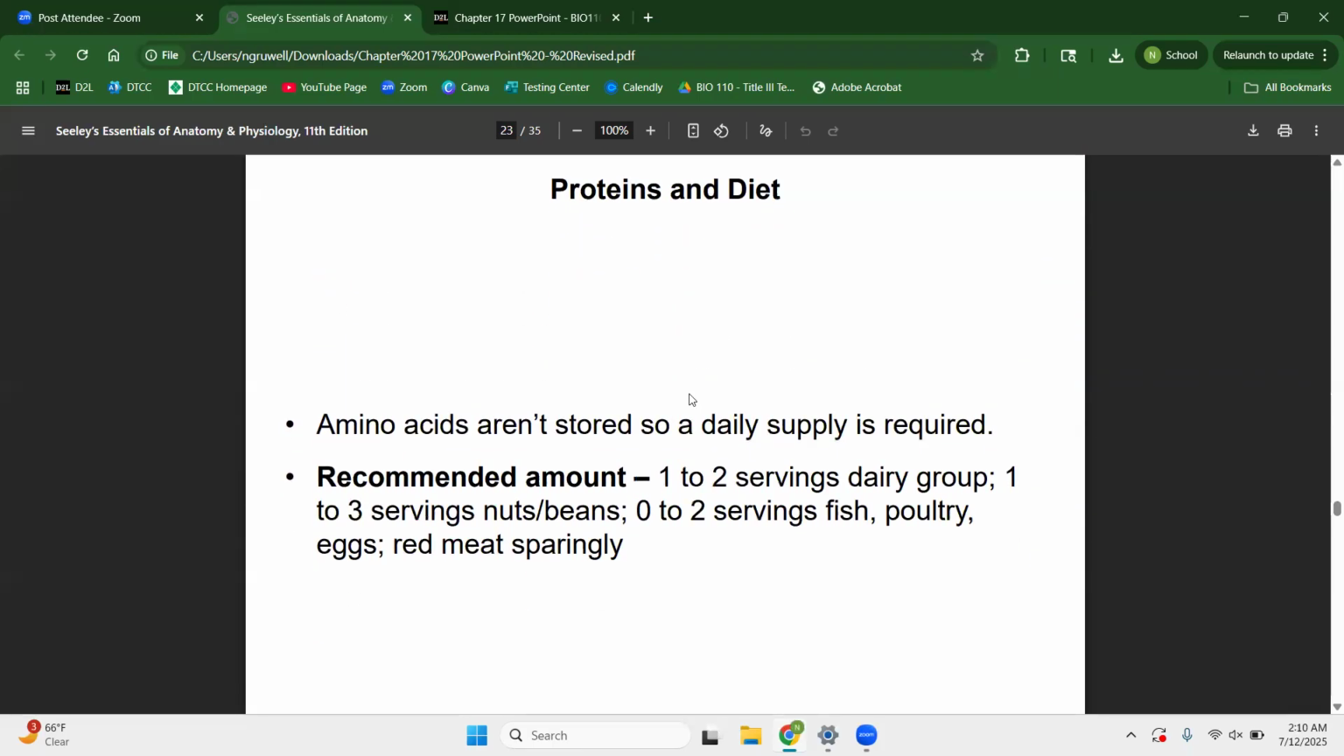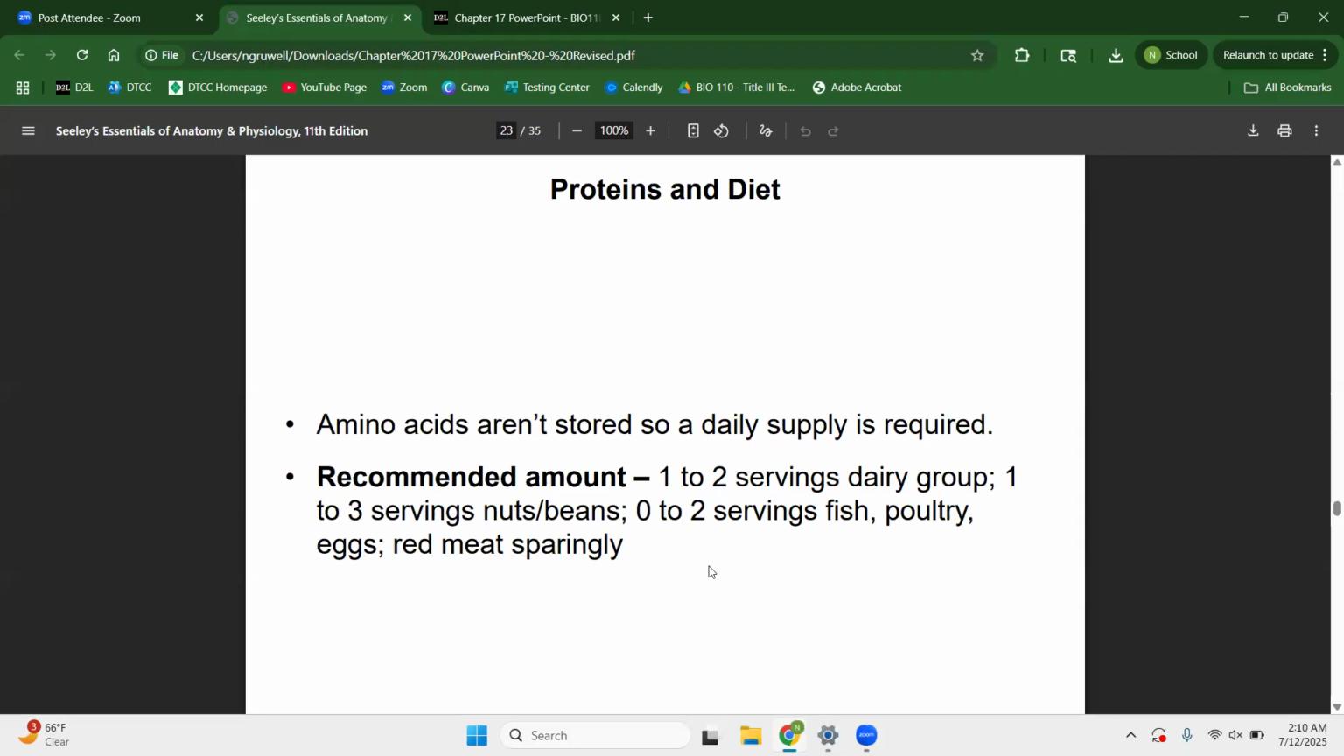We don't have a way to store proteins and amino acids like we do carbs and lipids. So we need to resupply that every day. And so our recommended amounts are 1 to 2 servings in dairy. So that's going to have a fair bit of protein, but usually a fair bit of fat as well. So we need to be careful there.